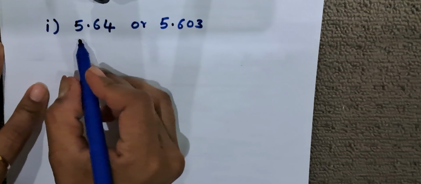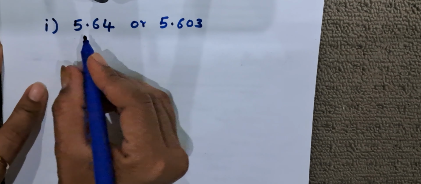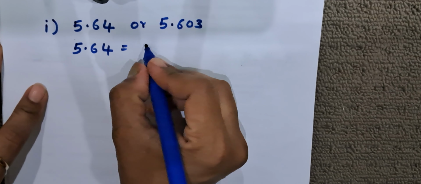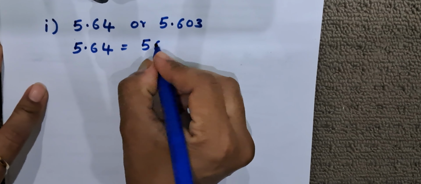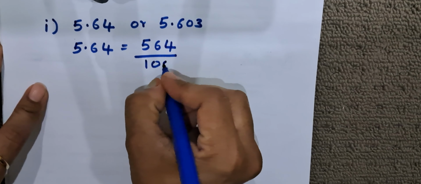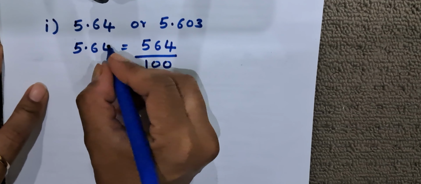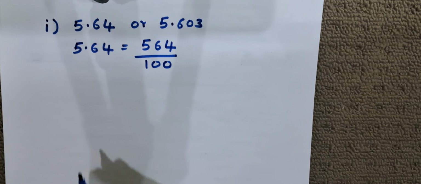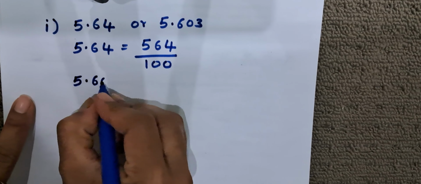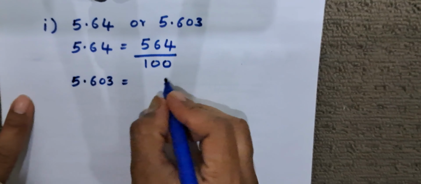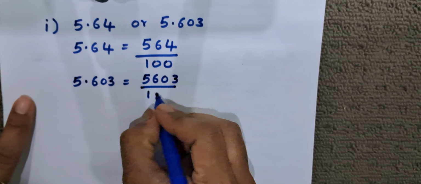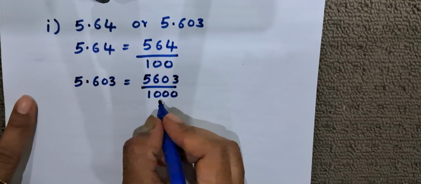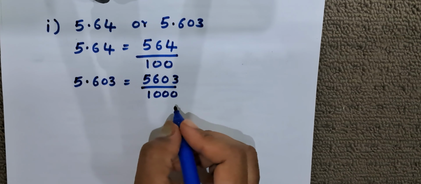Now let us see the next one, that is 5.64 or 5.603. Now 5.64, we will convert it into fraction. So we will take the decimal point 2 times to the right hand side. So it becomes 564 divided by 100, 2 zeros, because we have shifted the decimal point 2 times to the right hand side. Now in the next one, 5.603, we will shift the decimal point 3 times to the right hand side. So it becomes 5603 divided by 1000, because we have shifted 3 times. We put 3 zeros in the denominator.